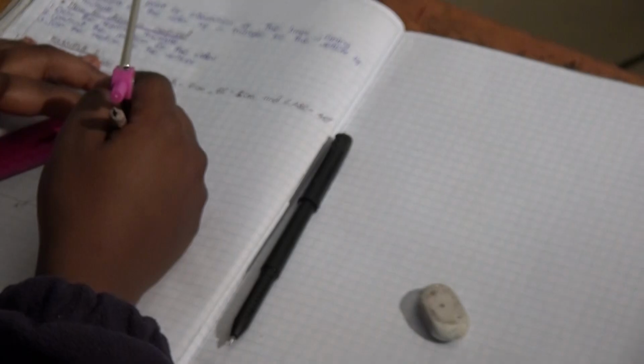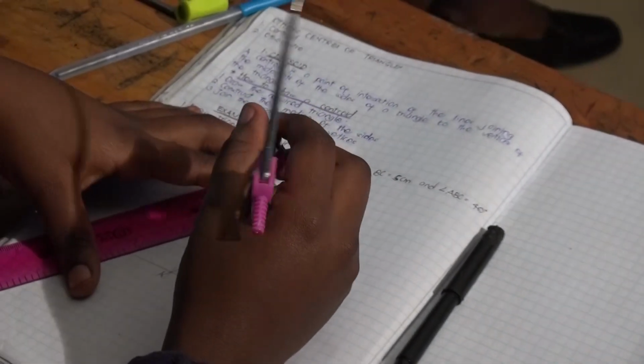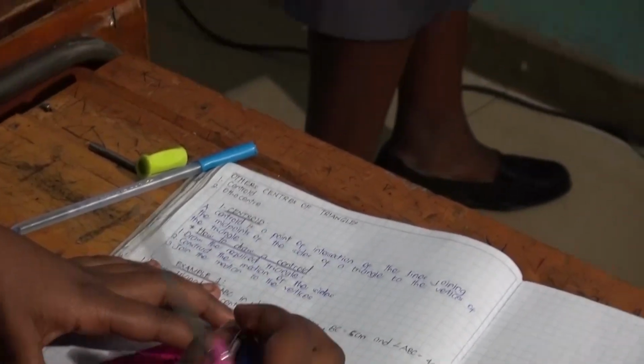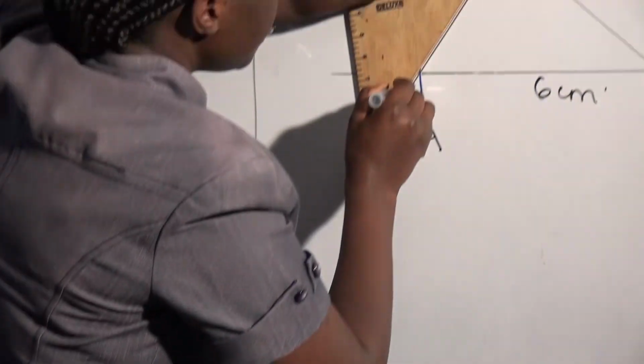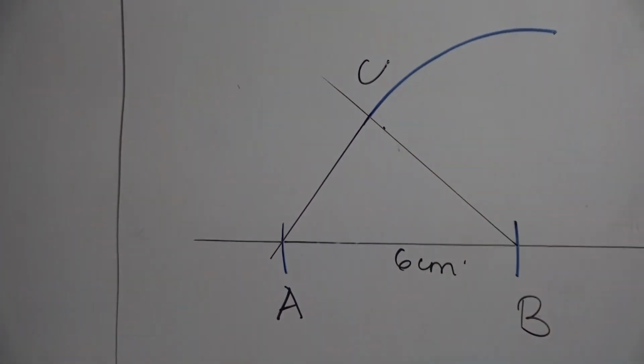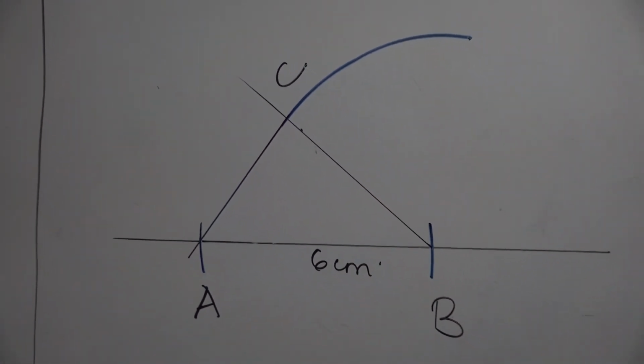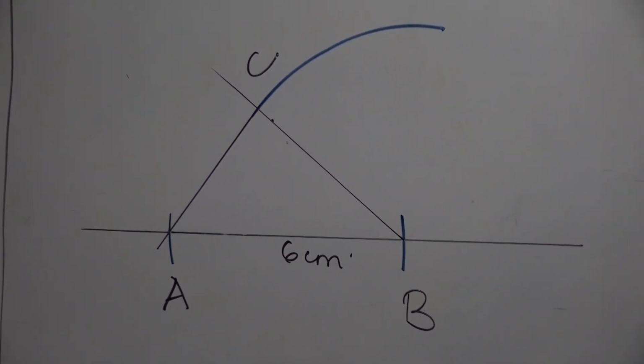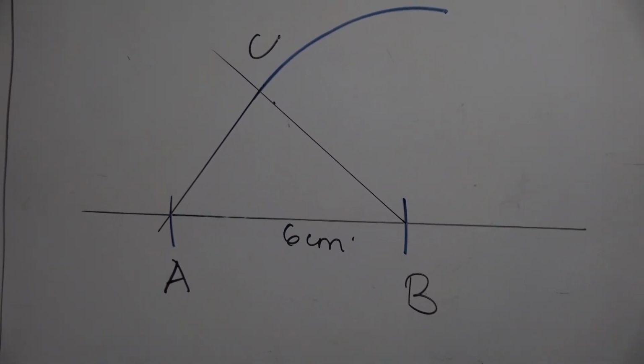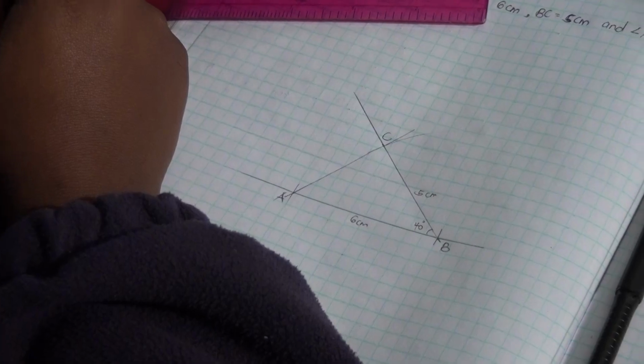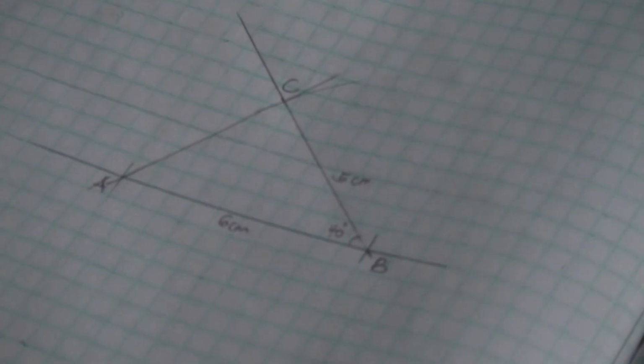Remember, procedure 1 is 2. So what do? You join C to what? To A. That is it. And now we have our complete triangle. We've not drawn the centroid. That is when we are going to draw the centroid. So all of us have our triangles.